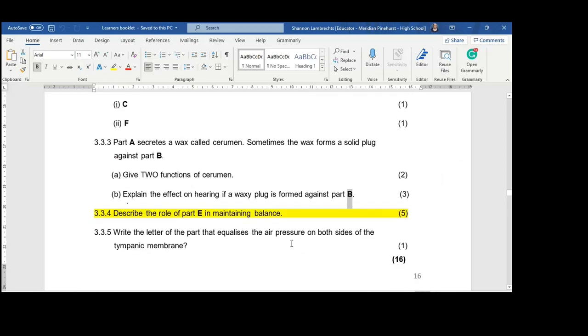3.4. Now we're at the balance part. Are we clear now with 3.3.3? If you can just give a thumbs up, or if you want me to recap anything, I will. But I'm going to assume you guys are okay with 3.3.3, the effect of wax on hearing.